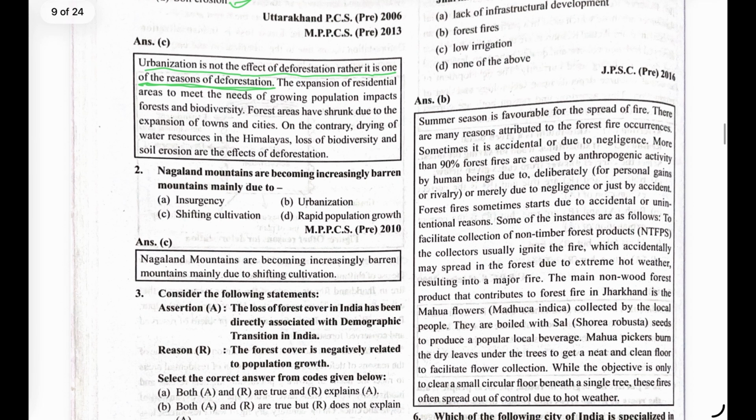Next, Nagaland mountains are becoming increasingly barren, mainly due to what? Because of shifting cultivation. In Nagaland, we see the Nagas. They live here and there for a short period of time. They make the Nagaland mountains barren because they do cultivation for a short period of time and leave that place when it becomes barren, and again go to another place, cut the trees and start cultivation there. In this way, they practice jhum cultivation, shifting cultivation. That's why Nagaland mountains are becoming rapidly barren.